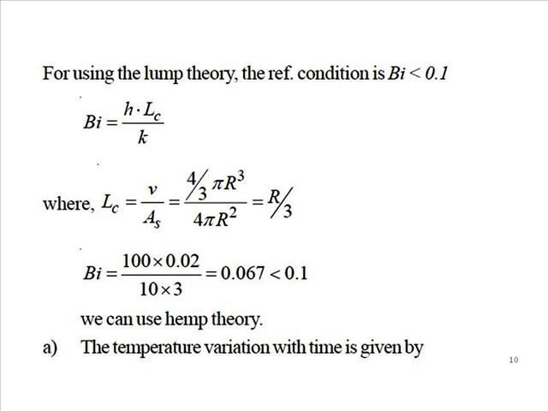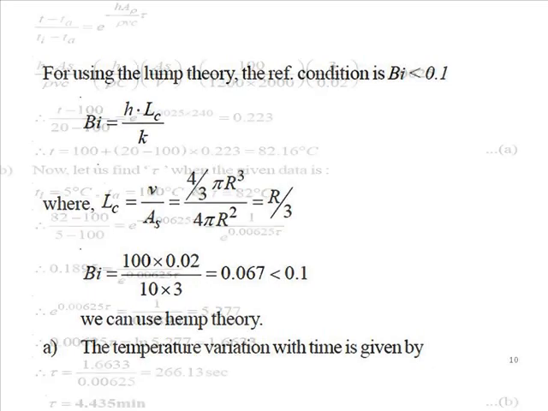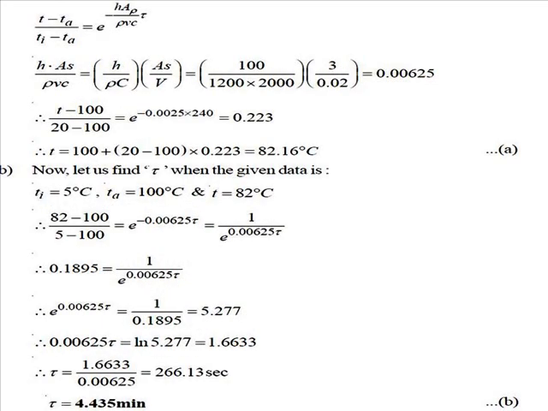So now we will go with the lump capacity analysis. So temperature variation with reference to time, that we have to find out. So now let's calculate it. T minus T infinity divided by Ti minus T infinity is equal to e raised to minus hA divided by rho Vc into tau. This hA divided by rho Vc value is 0.00625, and hence T minus 100 divided by 20 minus 100 is equal to e raised to minus 0.00625 into 240, that is 0.223, and hence the temperature is 100 plus 20 minus 100 into 0.223, that is 82.16 degrees Celsius. So when the temperature of egg is 82.16 degrees Celsius, it satisfies the customer's taste.